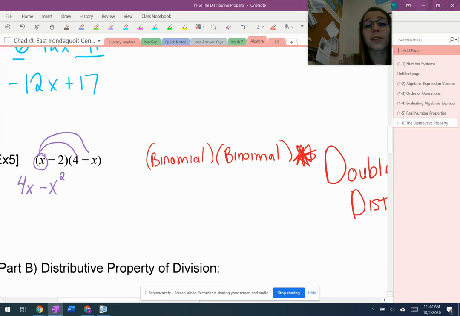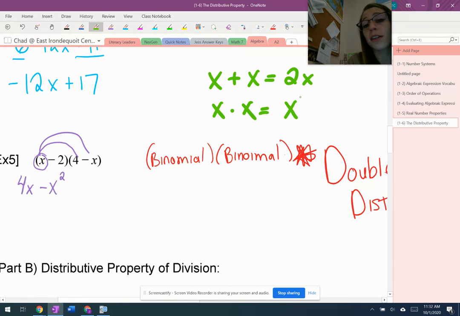We're going to sidebar real quick because a lot of us have been confusing this. Remember, x plus x is 2x, but x times x gives us that x squared. Two different things there.